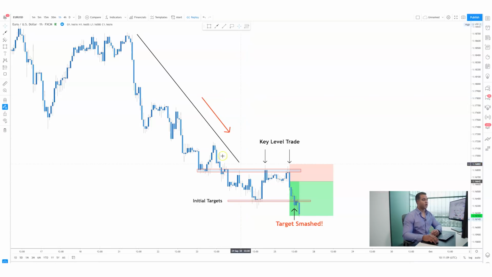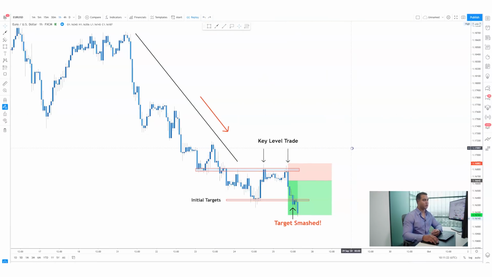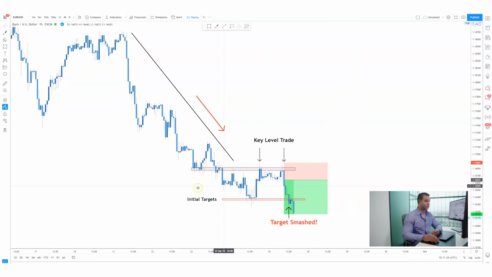Now, when we're looking at this trade, we're looking for price to come back to a key level, and as you can clearly see, we have come back to a key level. We have price tapping into this level, and we're now forming a double top pattern. An absolutely gorgeous trade to be looking out for in the markets. It's a key level trade.